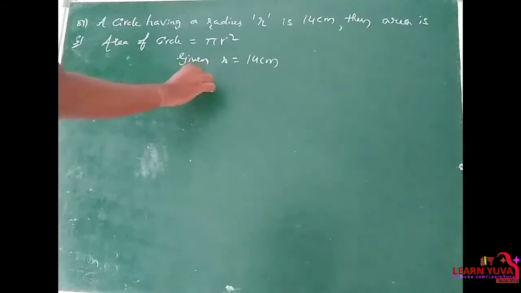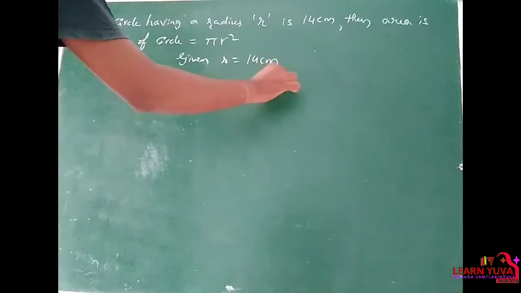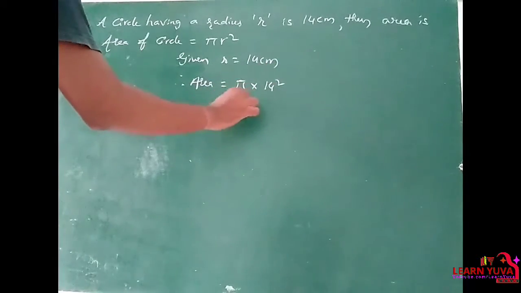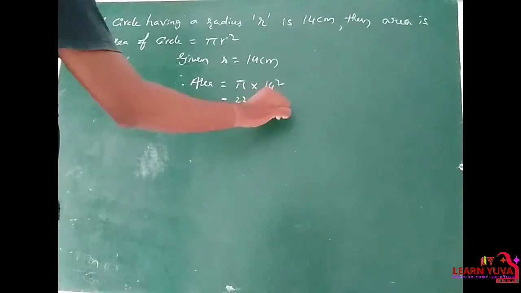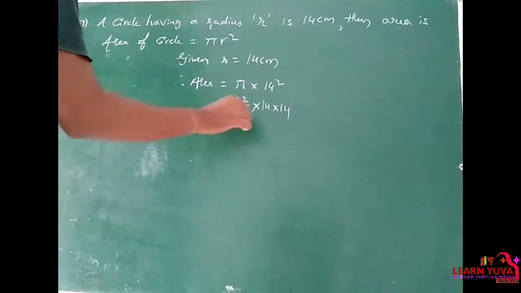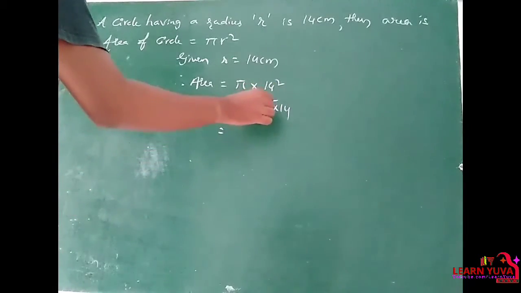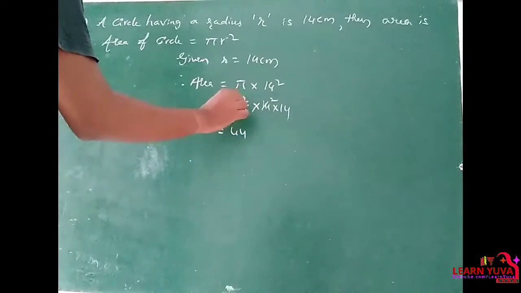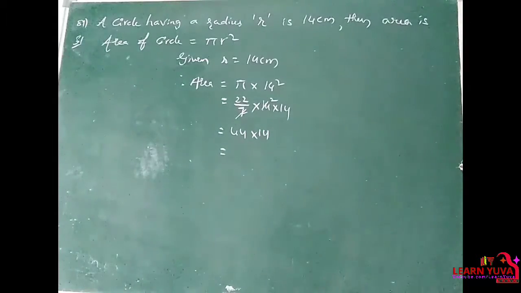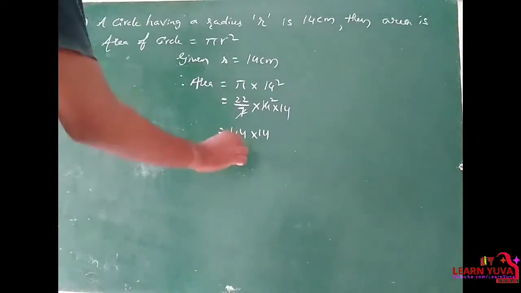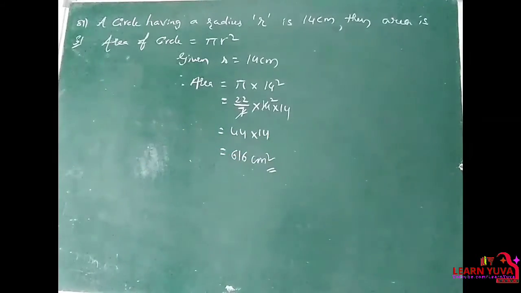therefore area is equal to pi into r square, means 14 square. Pi value is 22/7 into 14 square, which can be written as 14 into 14. 7 ones, 7 twos. Okay. 44, 22 into 2, 44 into 14. So that is equal to 616 centimeters square. That is the answer.